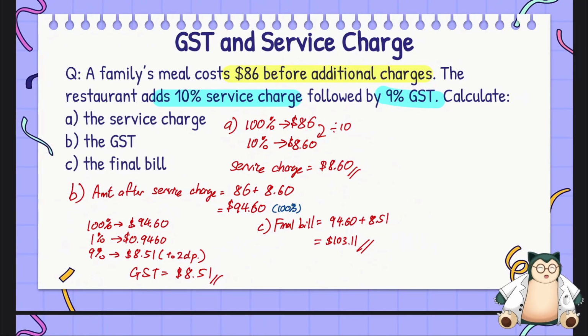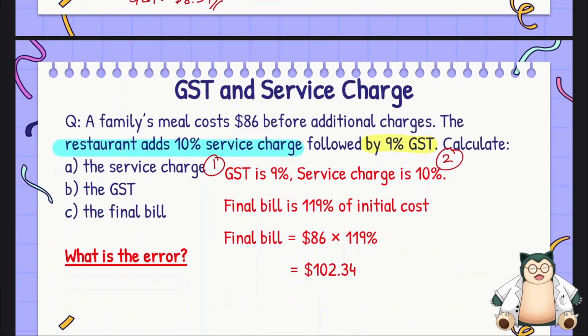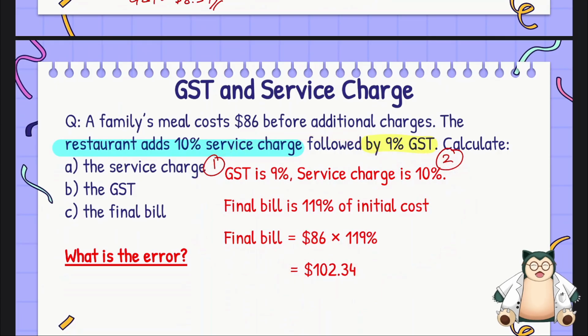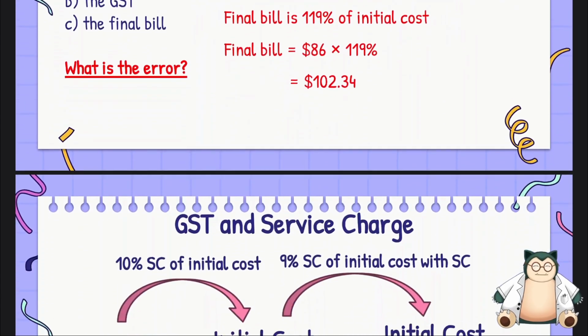Okay? If you do not understand this, please come find me after school and then we can talk about it. But the key idea that I want you to know is that when we are calculating service charge and GST, we must do it step by step and we cannot do it concurrently and just add them up. Is that clear? Okay, so I just want to show you that if you do it concurrently and add them up, you'll get a different answer from the initial answer, or from the correct answer, and that will be marked wrong.